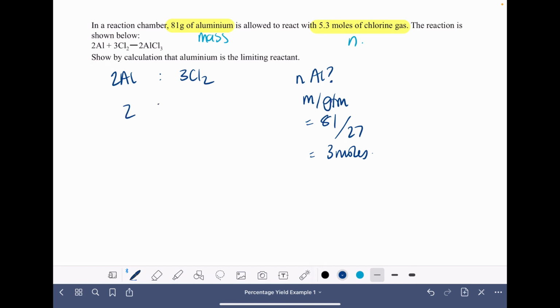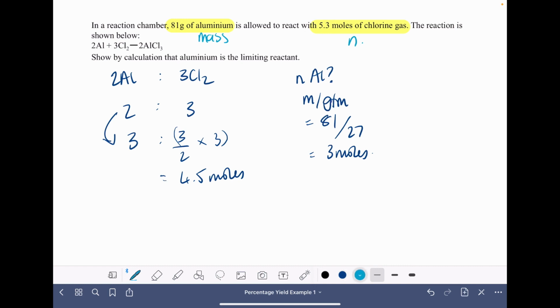Now, 2 moles of aluminium reacts with 3 moles of chlorine. I've got 3 moles. So how many moles of chlorine would I need? I look at that proportion. 2 to 3 is equivalent to 3 to 4.5. How did we do that? To get from 2 to 3, I divide by 2 and times by 3. So do the same to the other side. That is 4.5, it's just 9 on the top divided by 2. So 4.5 moles is what's required.